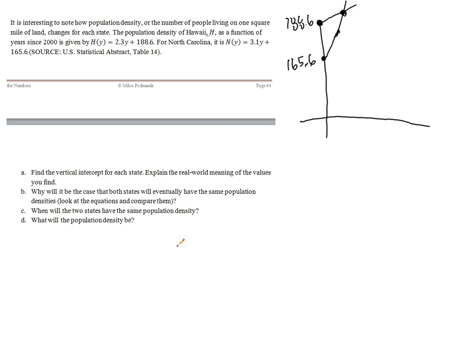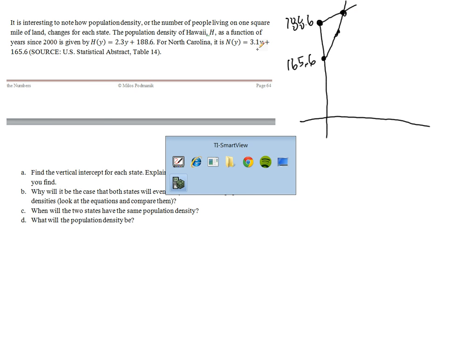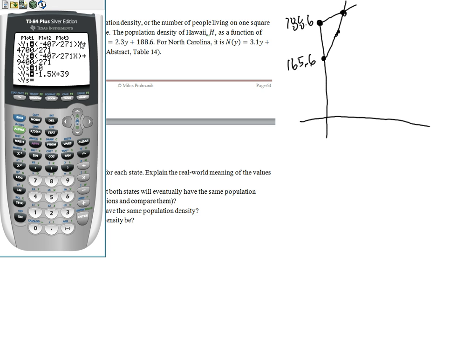When will the two states have the same population density? We can approach this in a couple of different ways. We can do it graphically, or we can do it mathematically. If we look at it graphically, we plot both our equations, so clear out anything that we have in there now. And we type in 2.3, we're going to have to use x unfortunately, plus 188.6, and we look at 3.1x plus 165.6.